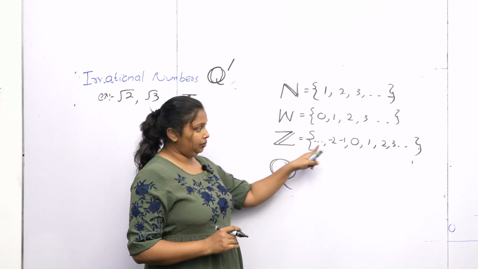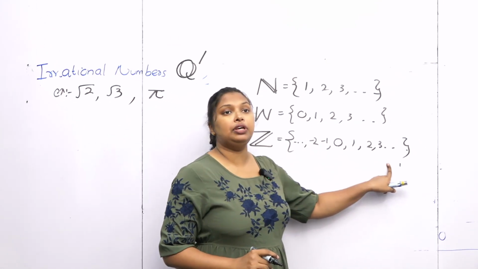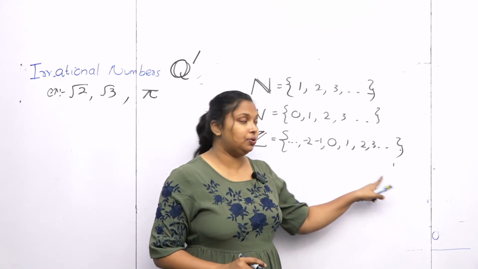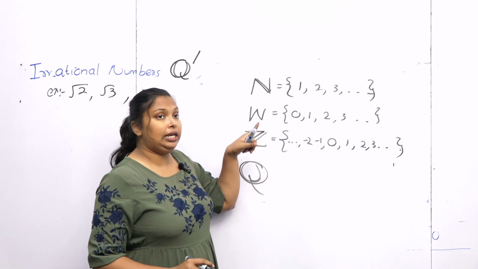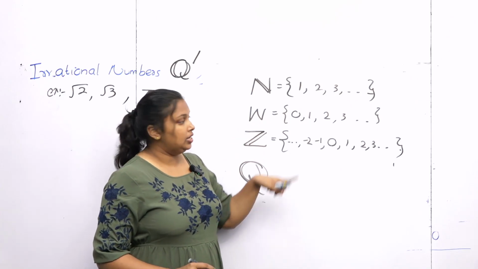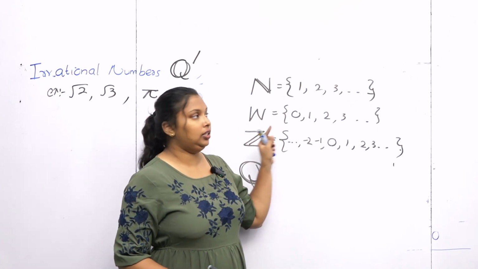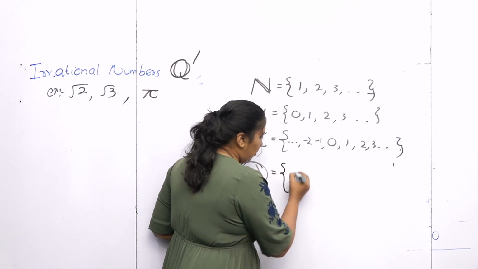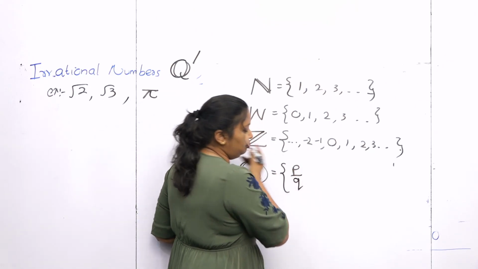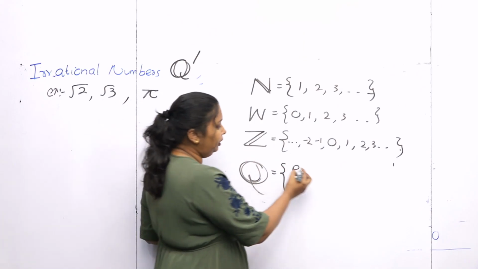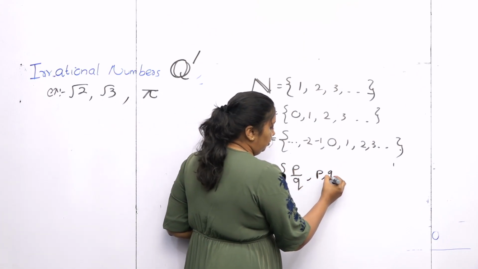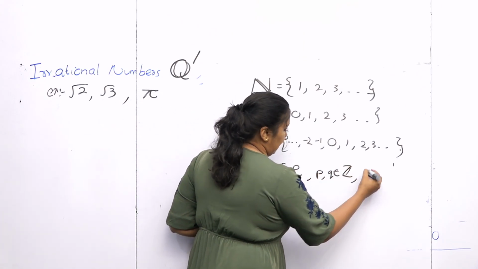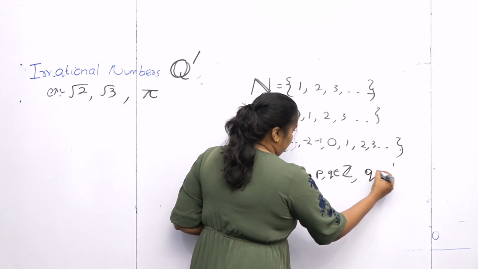So I told you that these ones also we can represent in the same way. So in my rational number set, integers are included, 0 is included, everything in the integer set is here, right? Or any number that can be written in the form P over Q, where P and Q are elements of integers and Q is not equal to 0.